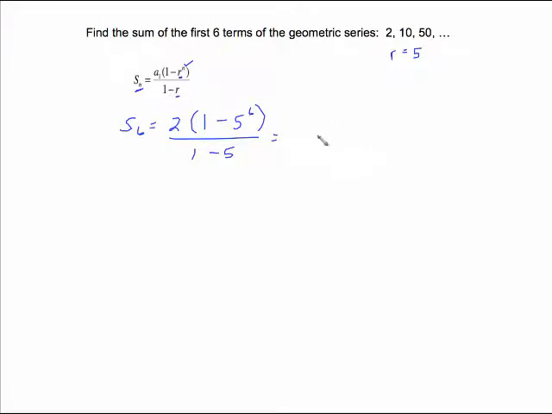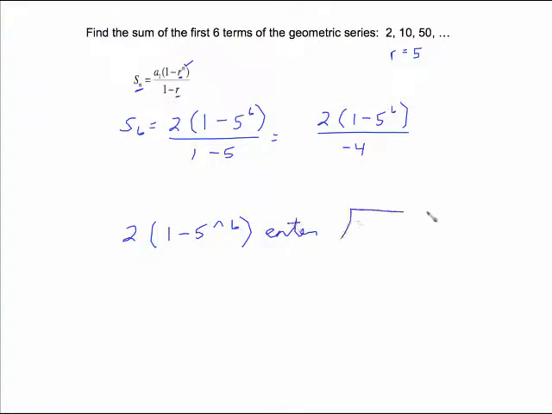Now what I would suggest you do is at least do one little thing before you really hit the calculator hard, and that is 1 minus 5 is negative 4. Because what you can do now is, these are exactly the calculator steps: 2, parentheses, 1 minus 5, caret 6, close your parentheses, hit enter, and whatever number is on your screen, leave it there, and then divide that by negative 4. And that comes out to be 7,812.